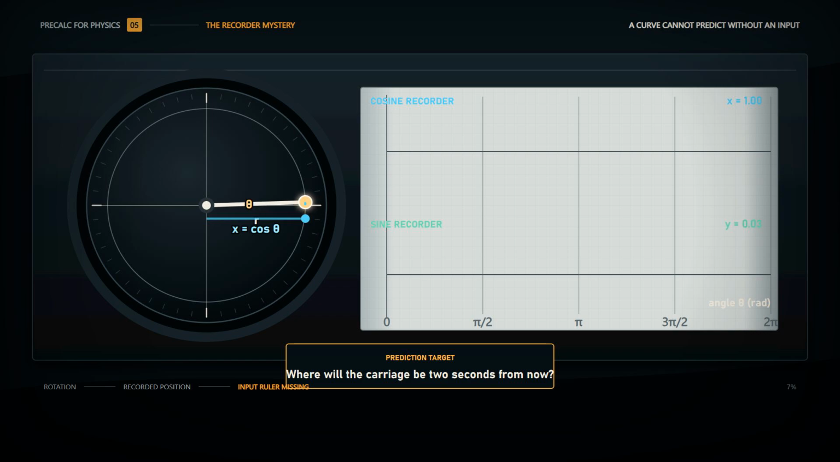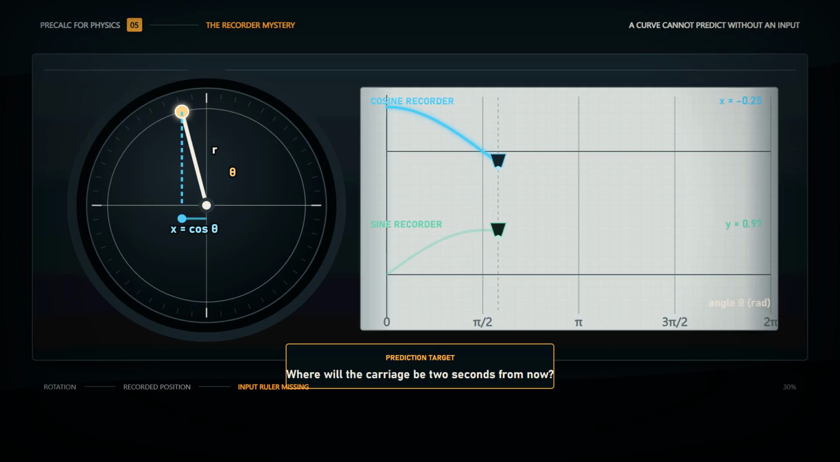A crank turns at a steady pace. Its pin travels around a circle, while a cyan carriage slides left and right beneath it. A recording pen follows the carriage and leaves a smooth, repeating trace. The machine can show where the carriage has been.